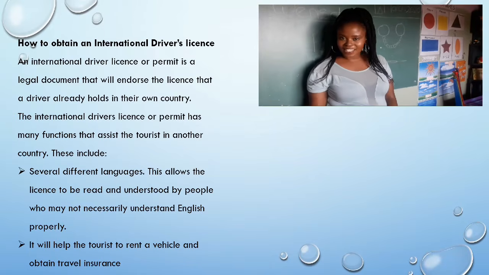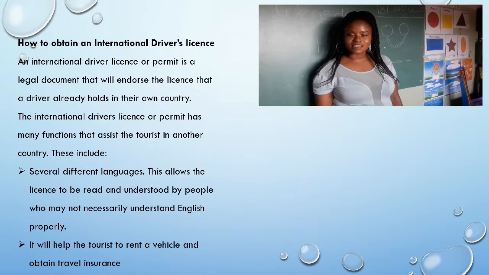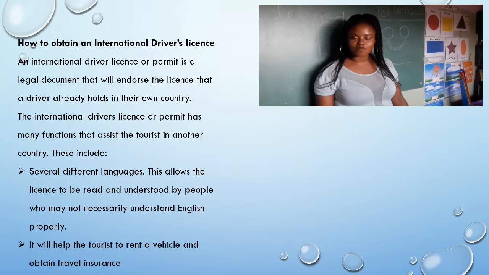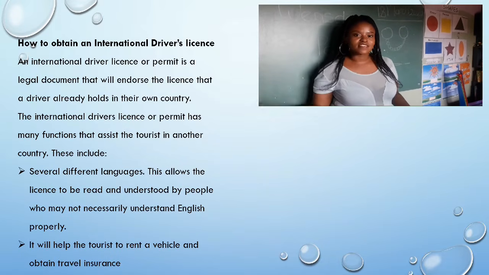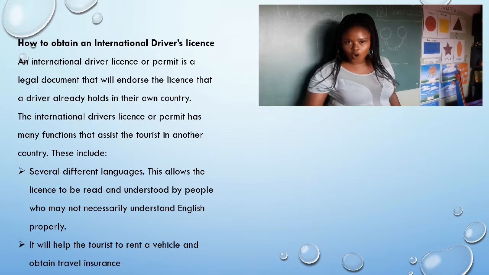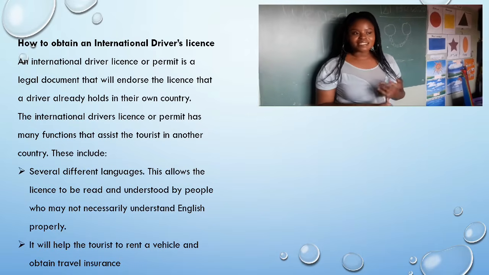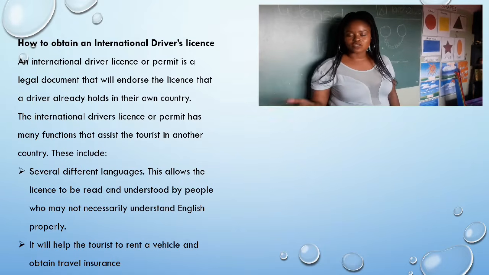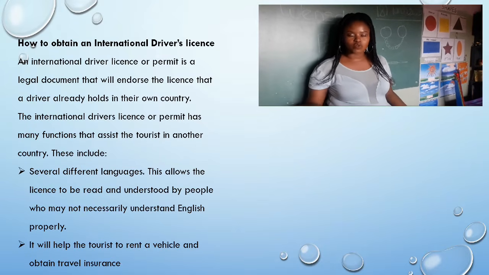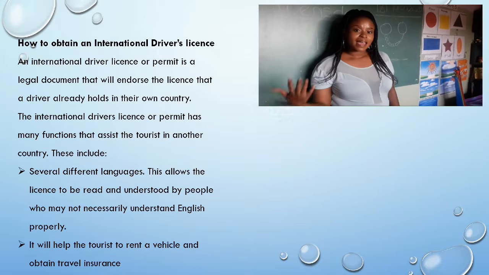Obtain an international driver's license. So by you having an international driver's license, it means that you have a driver's license from your origin country. So you can't get an international driver's license when you don't have your own driver's license from your country. And an international driver's license has different languages so that people who do not really understand English are able to read it. And it can also allow you to rent a car in an international country.